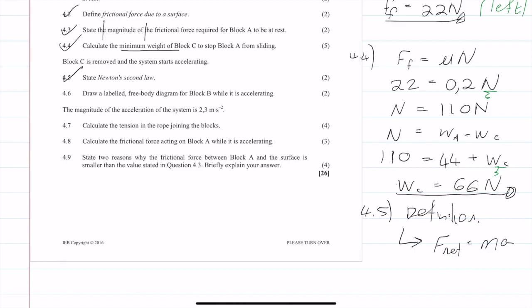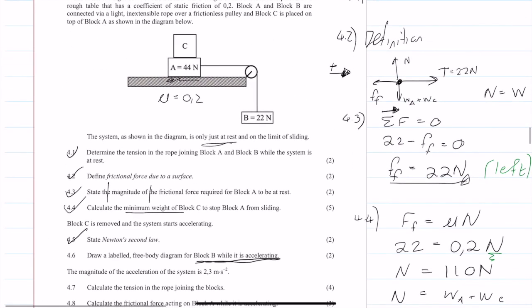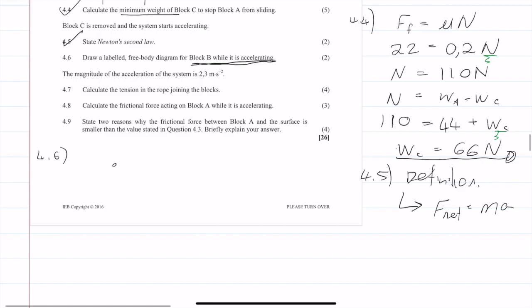Okay, so draw a labeled free body diagram for block B while it is accelerating. Okay, important, while it is accelerating. 4.6. Because we removed the weight, block B is going to go downwards now. So we can say that we have the weight of block B and we have the tension.